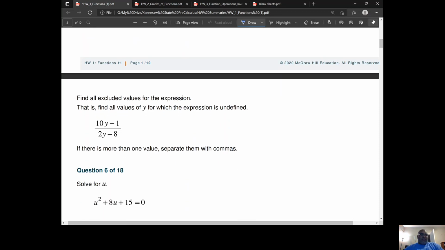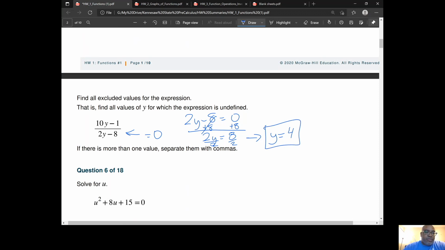All right, find all excluded values for the expression. That is, find all values of y for which the expression is undefined. Okay, the expression is undefined when the denominator equals 0. So in other words, 2y minus 8 has to be equal to 0 for that to be undefined. If we add 8 to both sides, we get 2y is equal to 8. Divide both sides by 2, we get y is equal to 4.